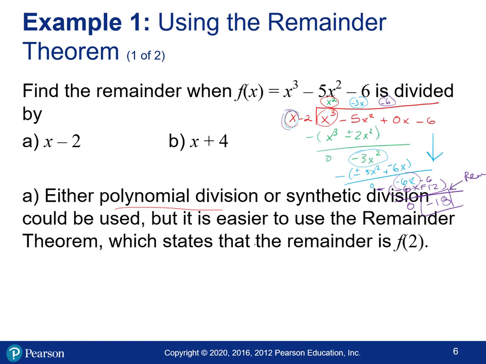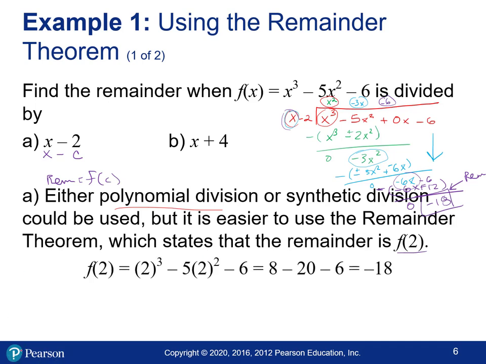Now let's just use our remainder theorem, which states that if I'm dividing by this factor, x minus c, then my remainder is just going to be f of that number, f of c. So for us, it's going to be f of 2. So all we're going to do is plug in 2 to the function. And based on our long version of doing this, we should get a negative 18.